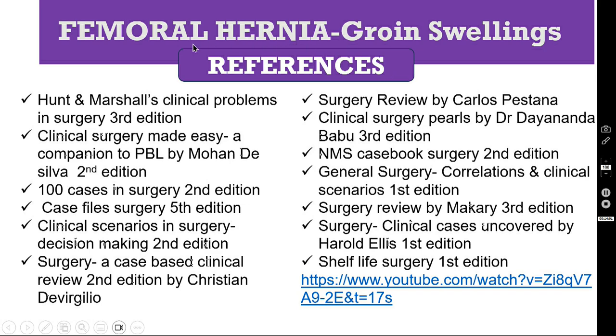So these are the reference books. The first two books are problem oriented books. I think only three books are there in the literature. Number one is Hunt and Marshall's Clinical Problems in Surgery. So the teaching is not disease oriented or system oriented. It is a problem oriented book, Hunt and Marshall's.